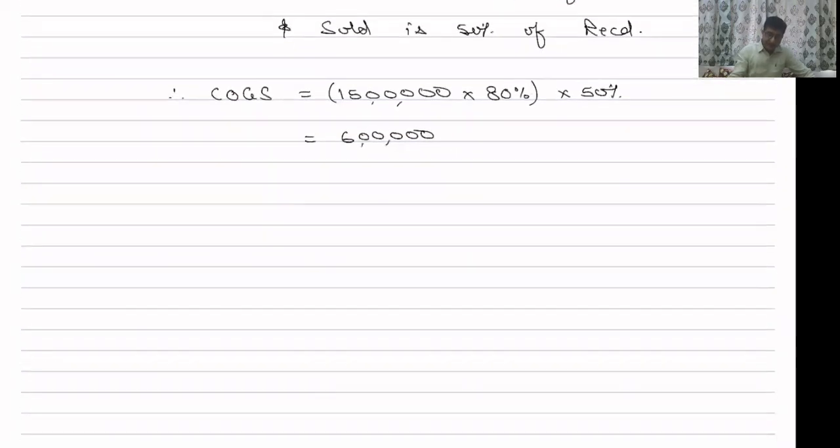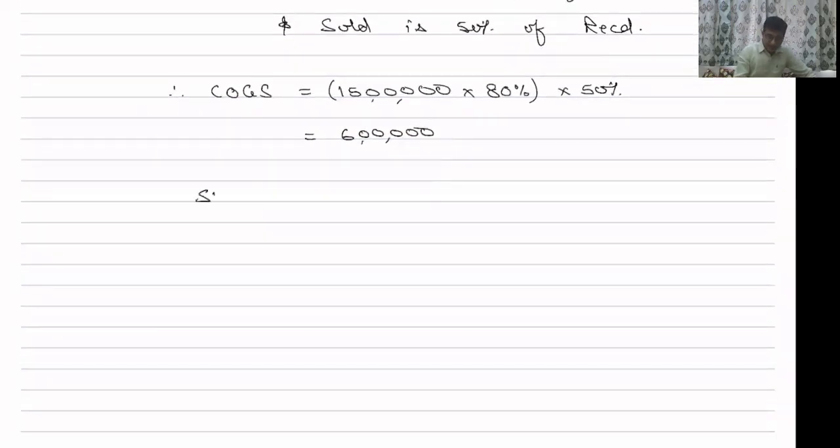And then it is further been provided. Selling price is equal to cost price plus 60%. The total profit is earned over and above cost, that is at 60%. Therefore, my selling price is equal to 6 lakh plus 60%, and that comes to 9 lakh 60,000.